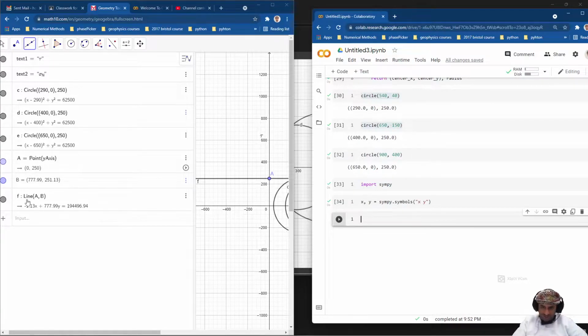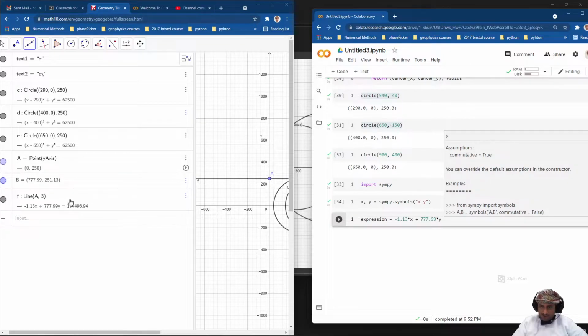So I have an expression. This is the equation of this line. That's the equation. I name it expression. Expression equals minus 1.13 times x, this is the x, the variable, plus 777.99 times y. And I need this variable to go to the other side, so it becomes an expression equal to whatever you have.